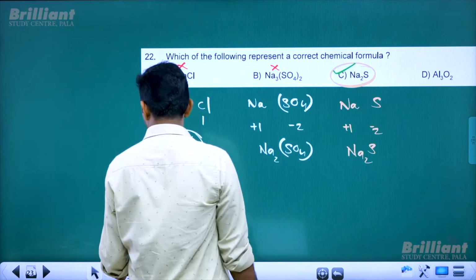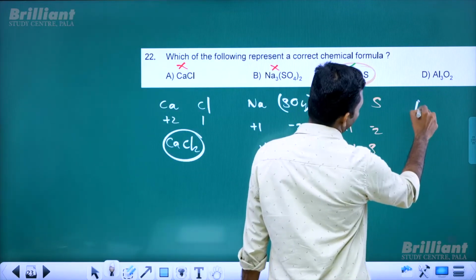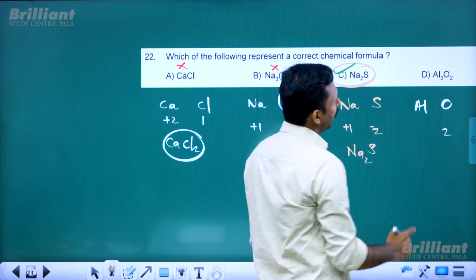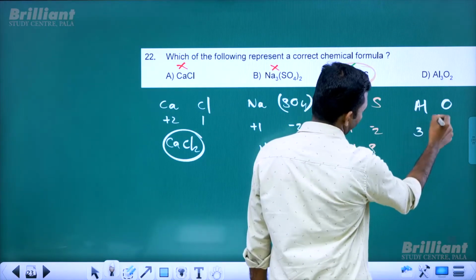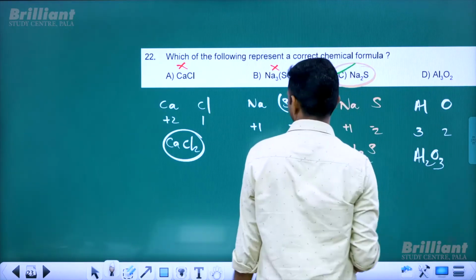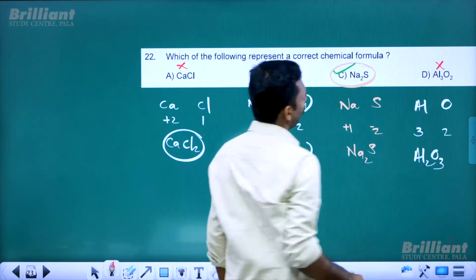And then Al3O2. Oxygen is minus 2 and aluminium is plus 3. So crossing this, Al2O3 should be there, but it is given as Al3O2. So that is incorrect.